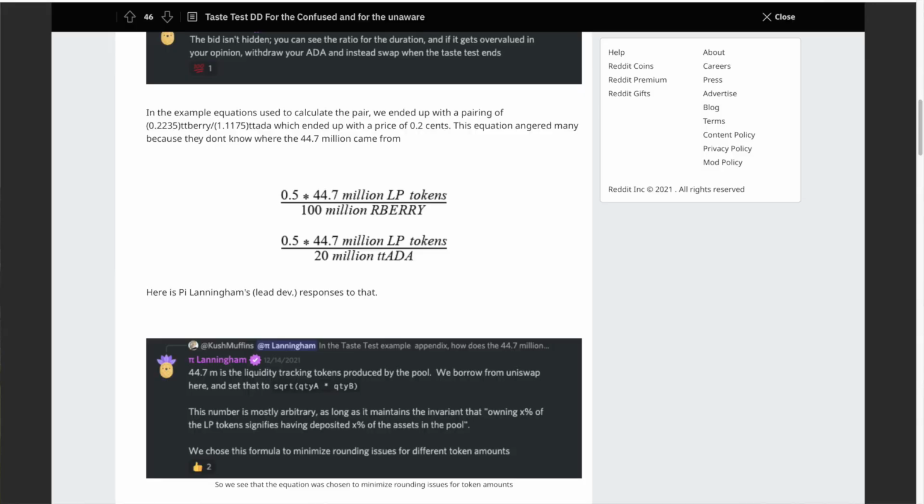There are some equations in the article that he goes on to show with a response from the lead developer. And he does explain that those numbers, because people didn't understand where they came from, are mostly arbitrary.